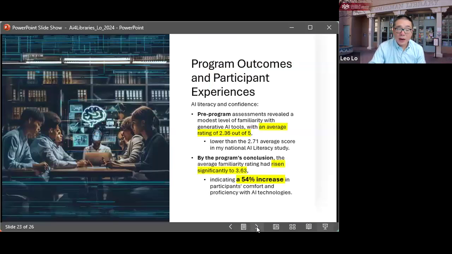Some outcomes. So we did a pre-program survey, and the average rating of understanding or familiarity with the tools is quite low, 2.36 out of 5, lower than the national average. But after the program, it has come up quite a bit, a 54% increase. That's quite a big jump. So we were very encouraged by that.